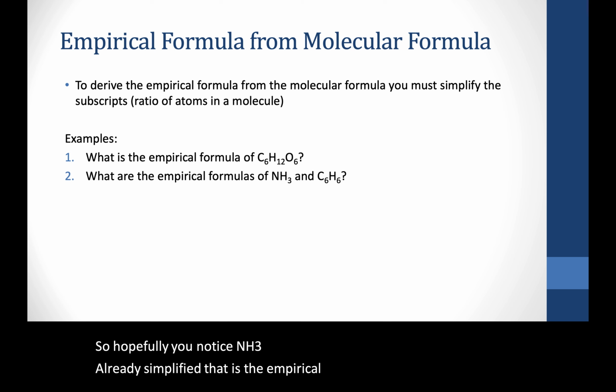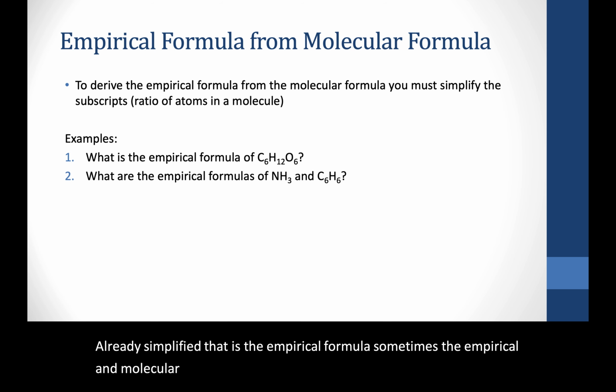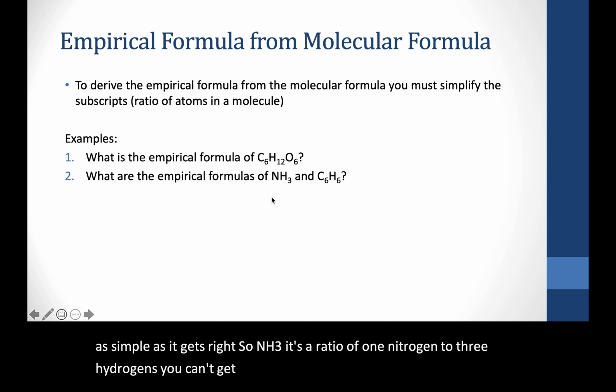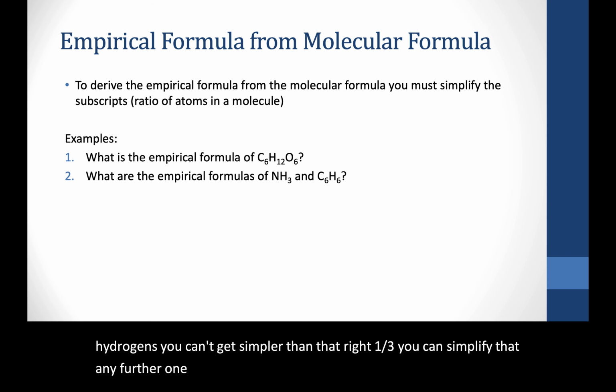Sometimes the empirical and molecular formula are the same because the molecular formula is as simple as it gets, right? So NH3, it's a ratio of 1 nitrogen to 3 hydrogens. You can't get simpler than that, right? 1 to 3. You can't simplify that any further.